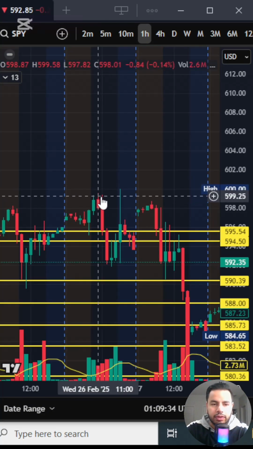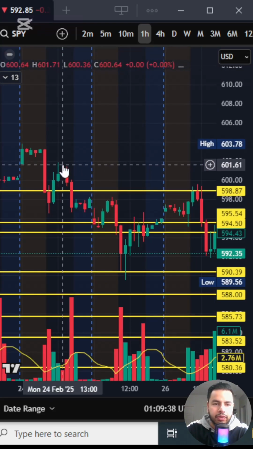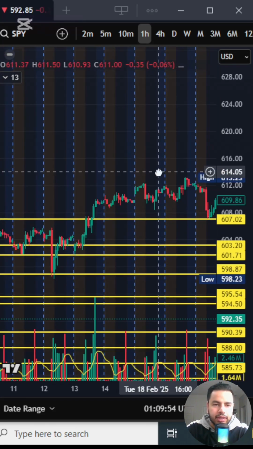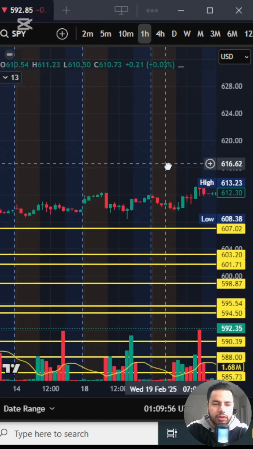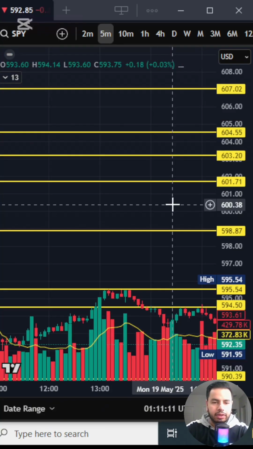If you go here, you can see there are multiple touches here. So we always give preference to multiple touches rather than just one wick. That's the easiest and quickest way to go about the levels. There's one more thing that I would like to talk about. So there are these levels that I draw, and then there are dynamite levels.